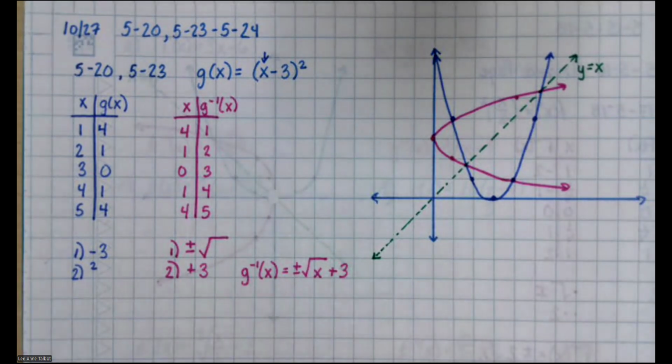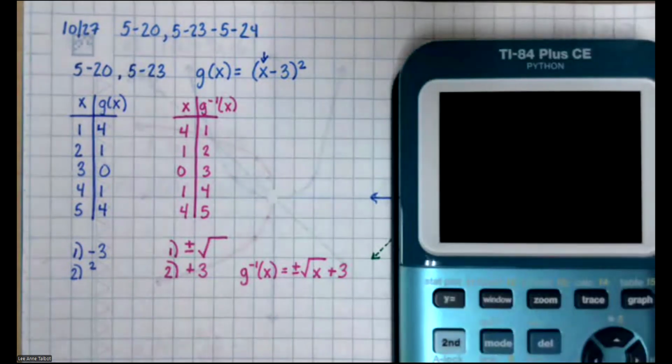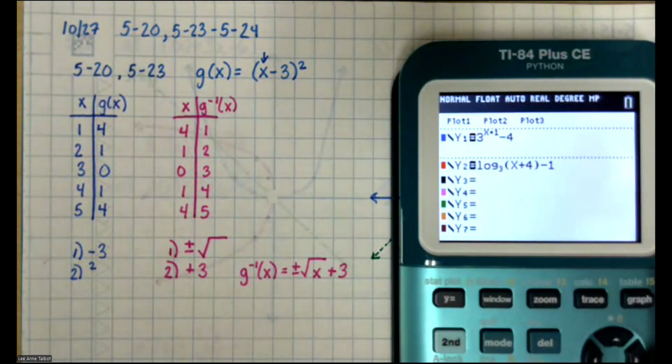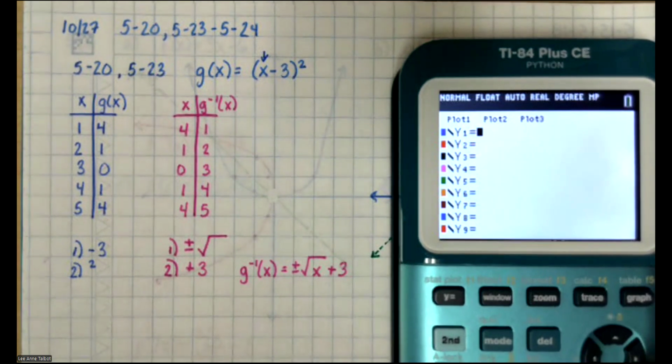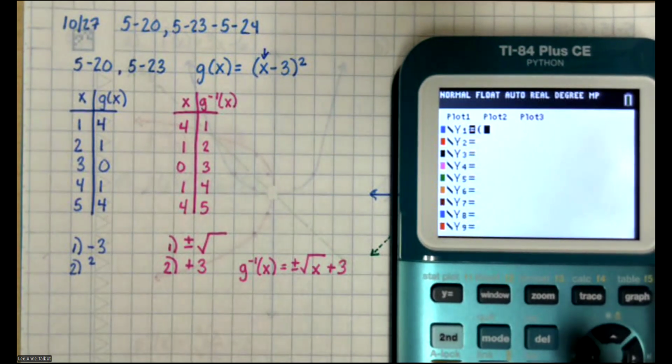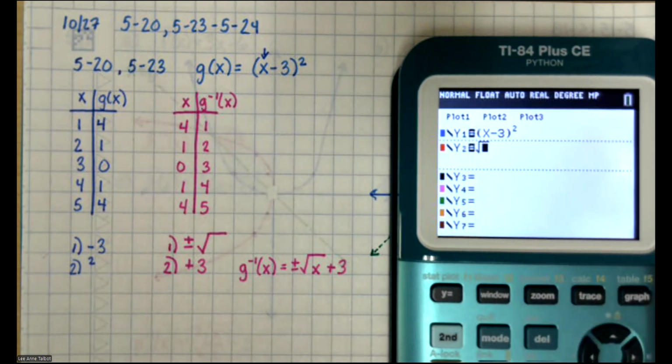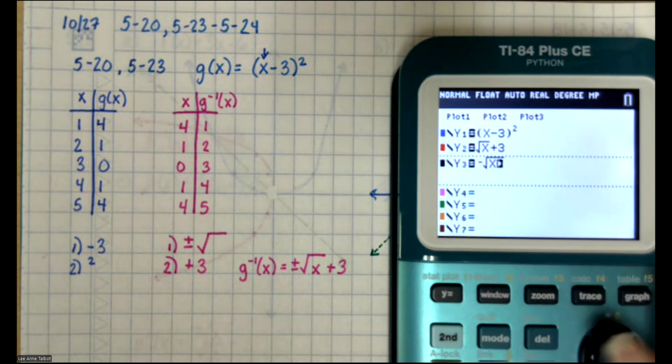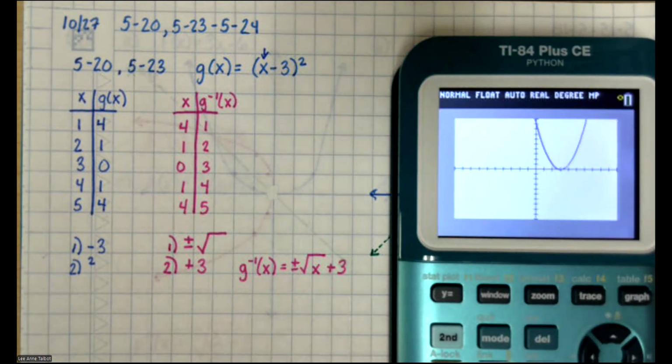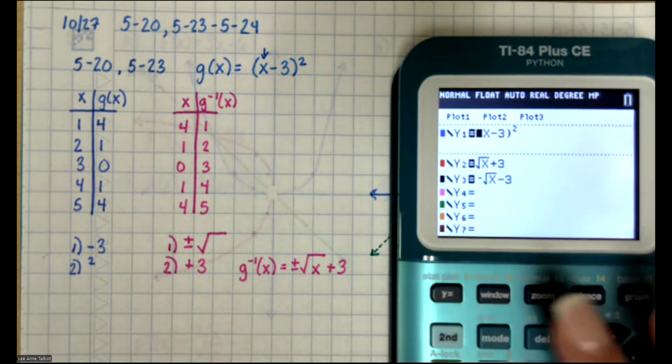Okay, now let's pretend that Miss Talbot was a nice lady, which she's not. And she let you use your graphing calculator on your quiz, but she's not. So let's just pretend though. I did the wrong thing.